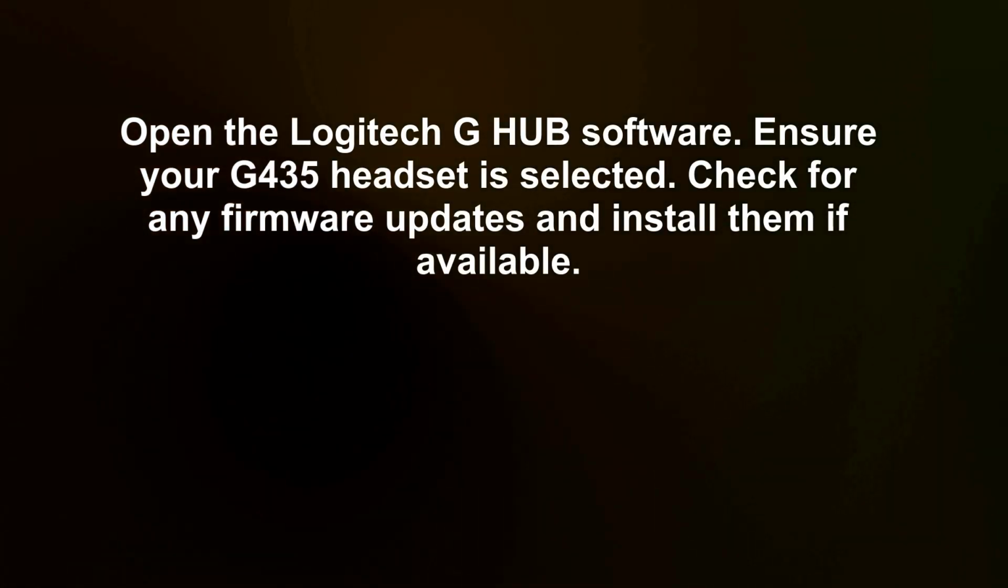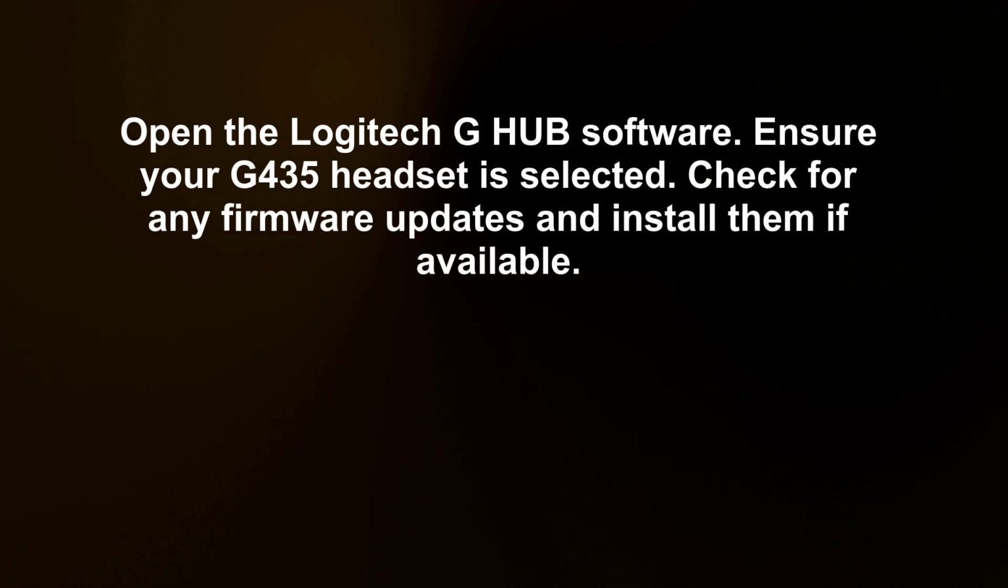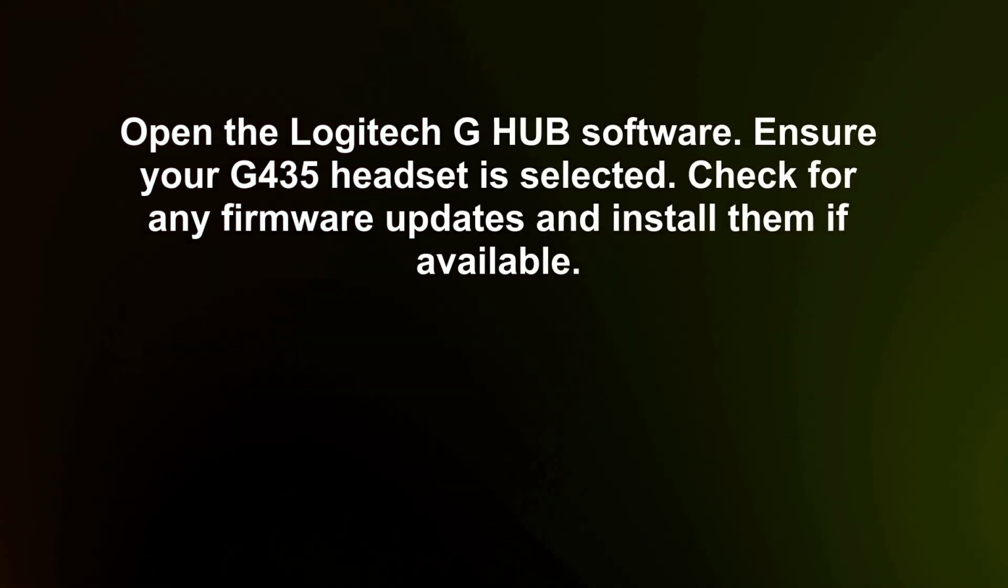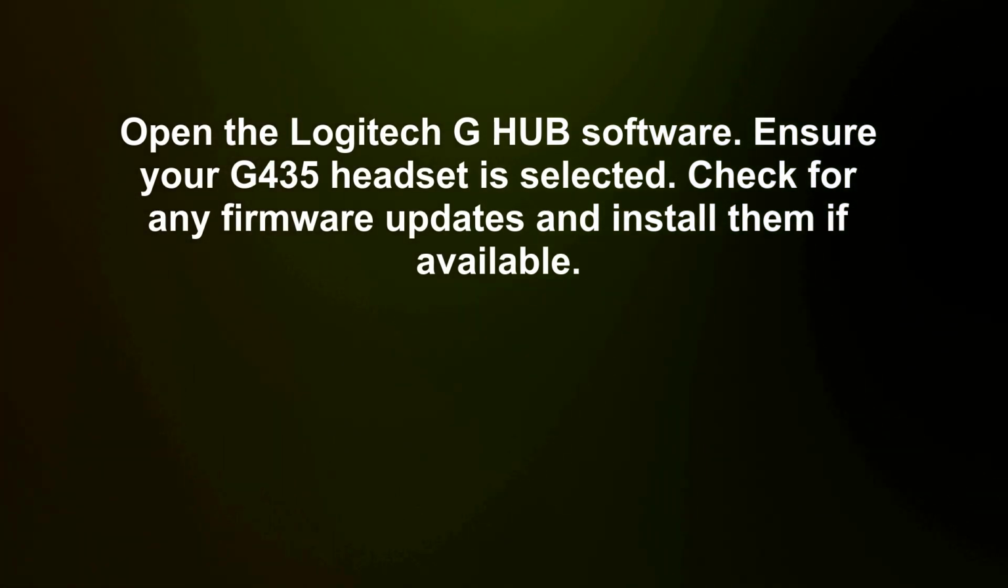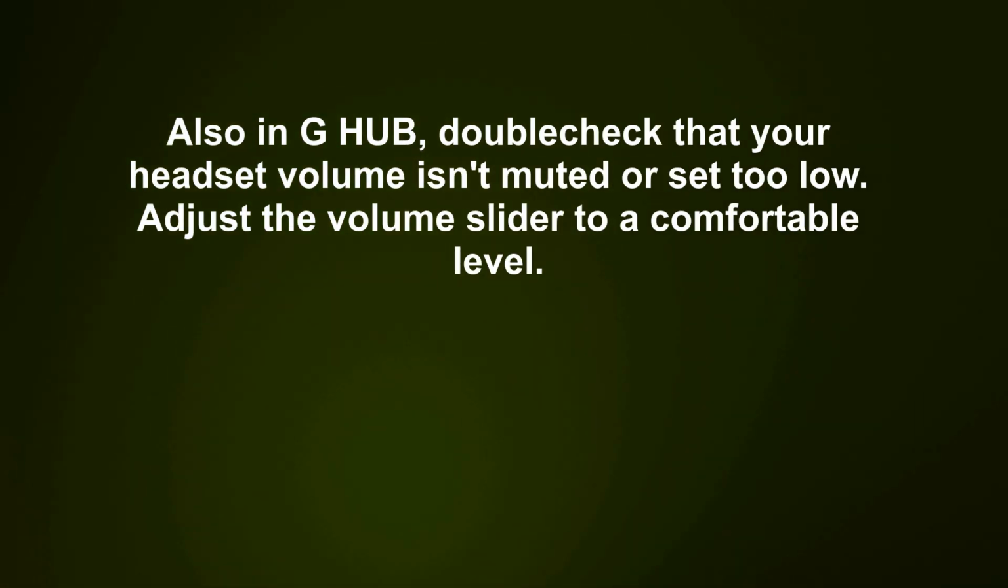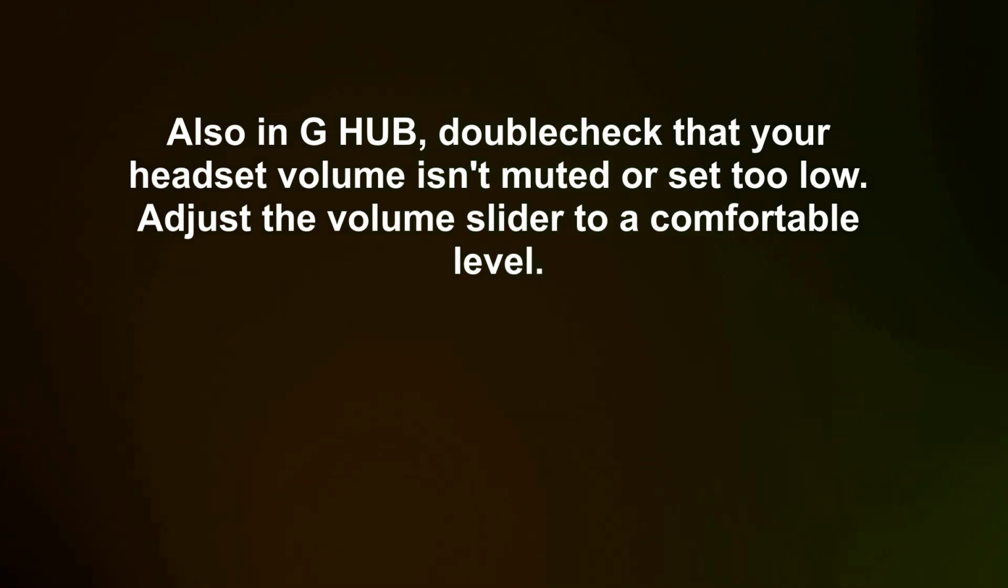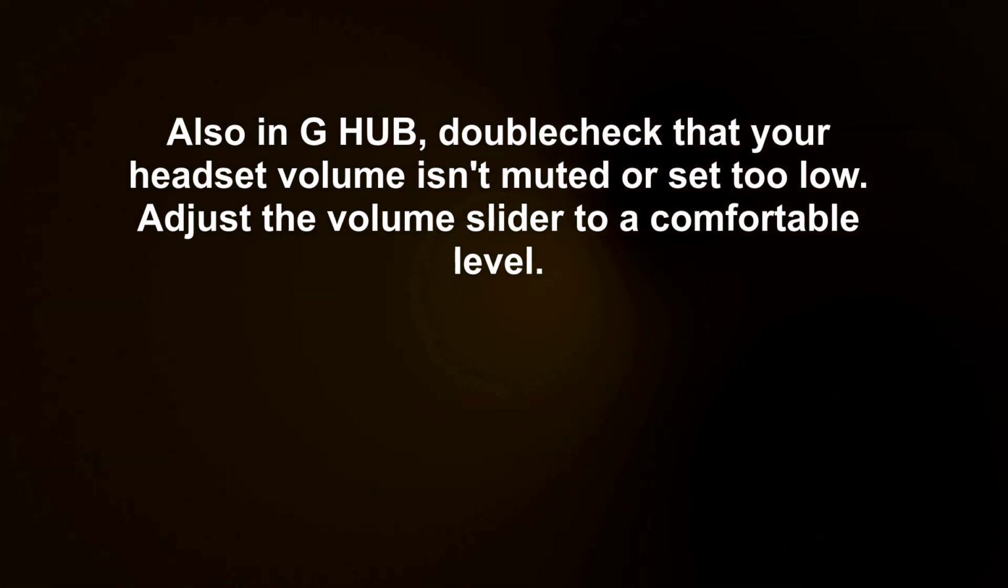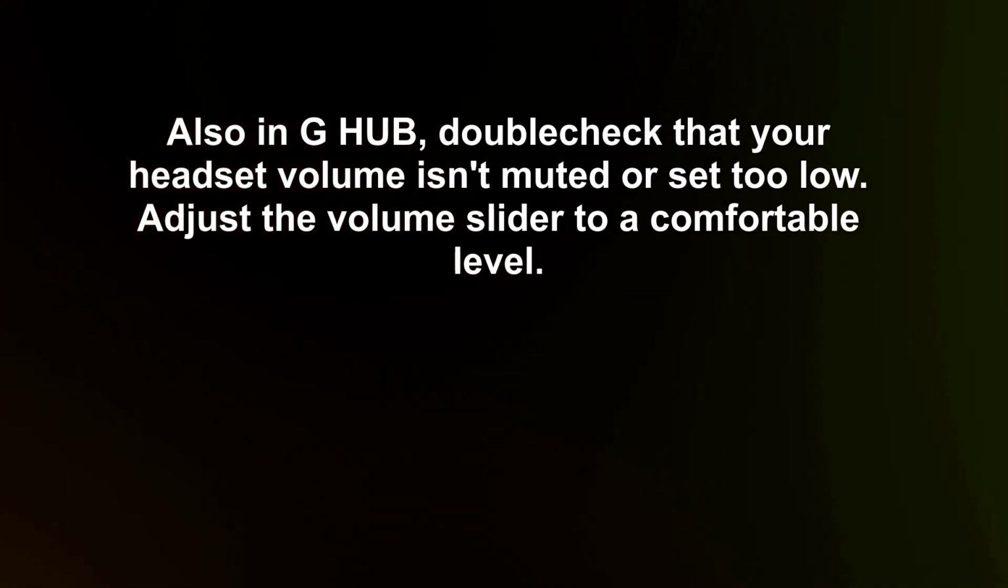Open the Logitech G HUB software. Ensure your G435 headset is selected. Check for any firmware updates and install them if available. Also in G HUB, double-check that your headset volume isn't muted or set to low. Adjust the volume slider to a comfortable level.